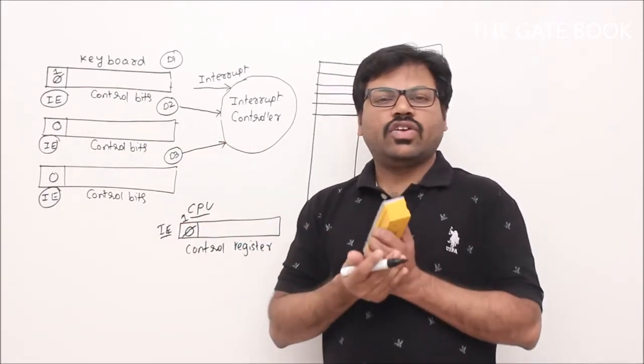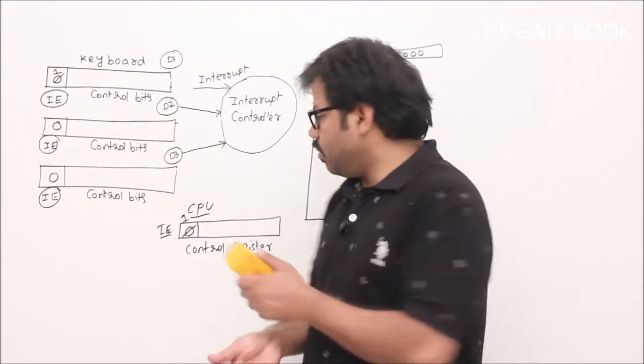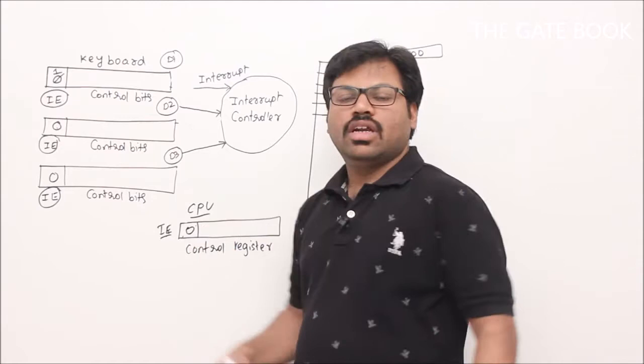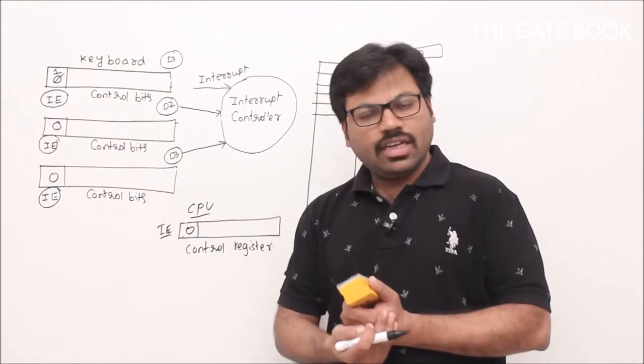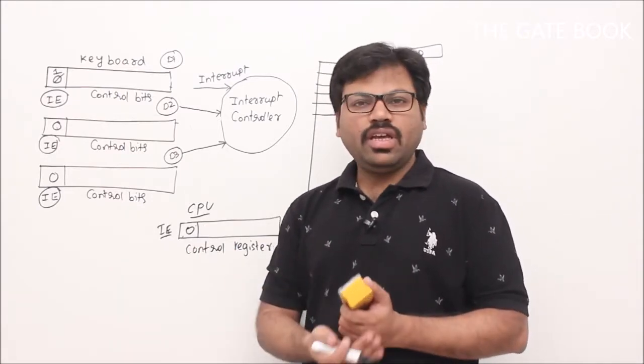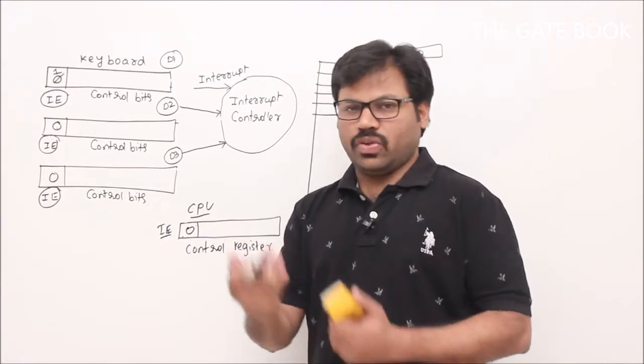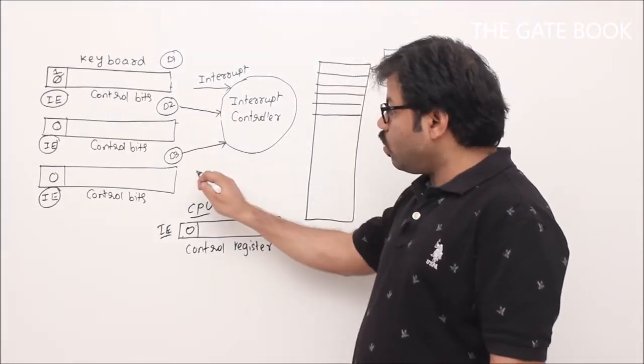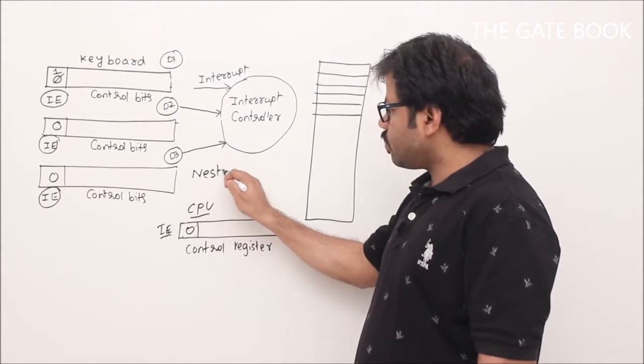Now, sir, actually I don't want to take any interrupt. Simple. Then make the CPU's IE bit 0. That's it. Now your processor cannot take any interrupt. In that way, your program will be interrupt safe. It's all up to you how you want to do it. Now, second thing. Let's say you don't want to allow nested interrupts.